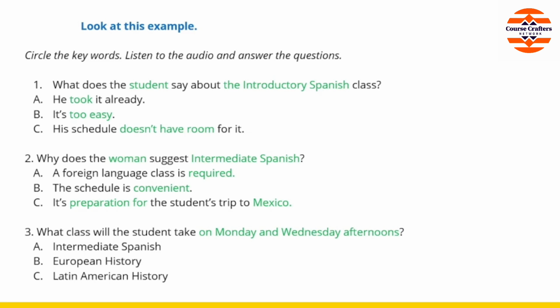In this case, he took it already, too easy, and doesn't have room. Think about a paraphrase as well. When someone says doesn't have room, it means his schedule doesn't have room, so that means that his schedule is full. They might say it differently in the listening recording. The following two questions are similar to our first one. So make sure before you start listening to the recording that you take notes, circle the keywords, and listen carefully.